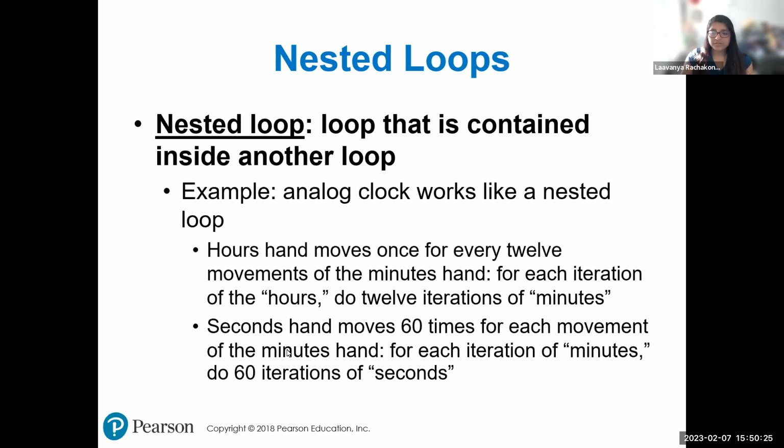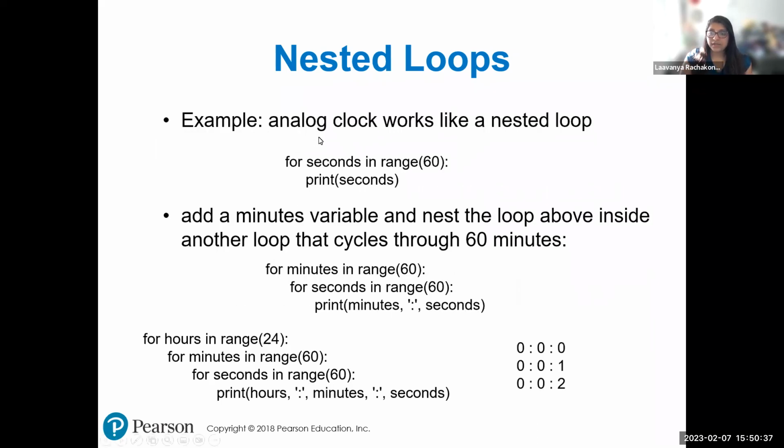So the seconds hand moves 60 times for each movement of the minutes hand. For each iteration of the minutes, do 60 iterations of seconds. That's basically our clock. So the analog clock works like a nested loop. So for seconds in range 60, print seconds. You will be getting all the seconds from 0 to 59.